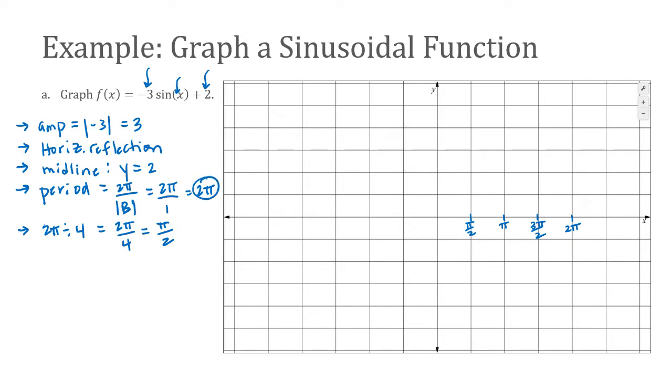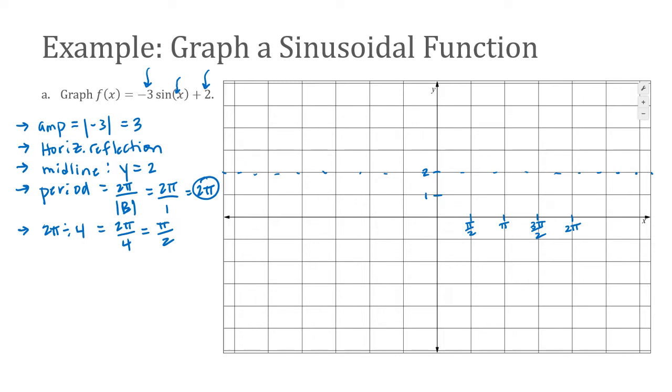Next step. On a graph, we want to determine the location of the midline, which is a horizontal line. All right, so my midline is at y equals 2. So I'm going to go ahead and mark this y-axis with some tick marks and label those. So there's y equals 2. Personally, I always like to draw maybe a sketched line through that y equals 2.